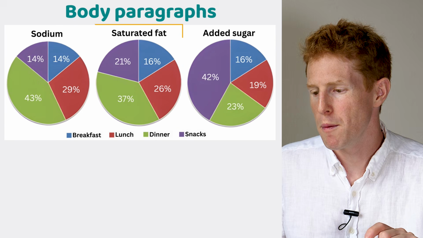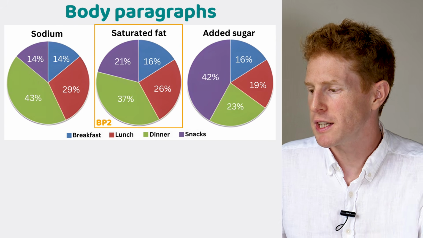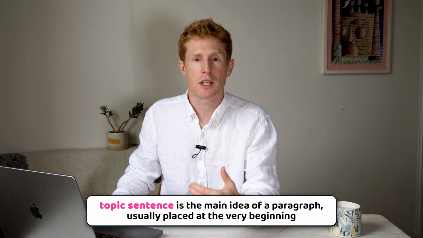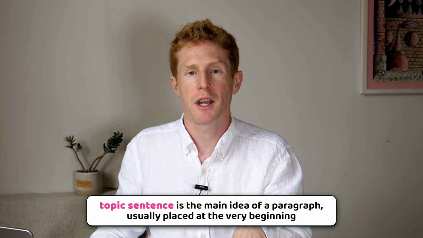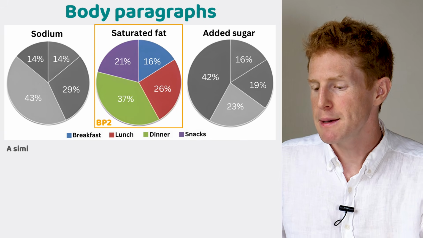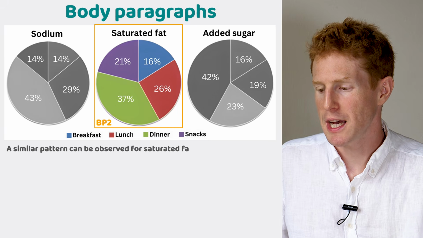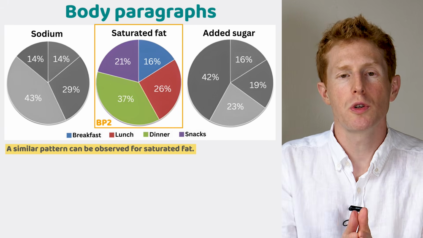Let's now move on to body paragraph 2, where we look at saturated fat. Now, the first thing I'm going to write is a topic sentence to show the examiner that I'm talking about saturated fat. A similar pattern can be observed for saturated fat. Great. A short, concise topic sentence that shows the examiner what they will read about in this paragraph.